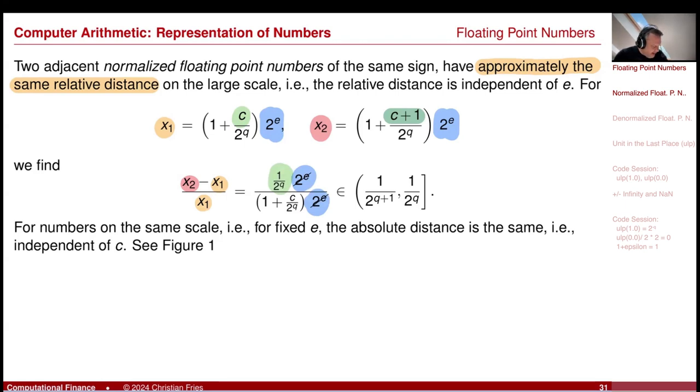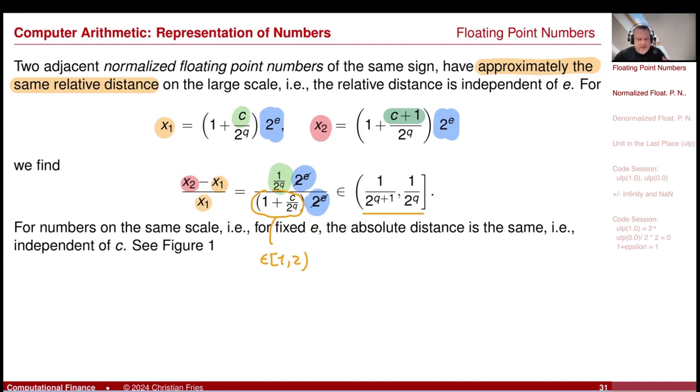So I know that this here is between 1 and 2, 1 included, 2 not included. So I know that this relative distance is between, the worst case is if I divide by 1, and the best case is if I divide by 1 plus c, 2 to the power of q minus 1 divided by 2 to the power of q. So I get that this is between 1 divided by 2 to the power of q plus 1, not included, and 1 divided by 2 to the power of q.